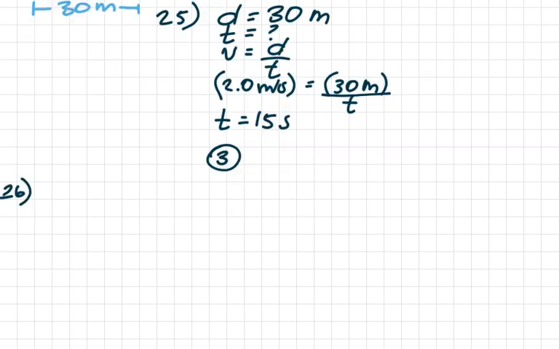26 is interesting because they give two displacements and a time, and they want to know the magnitude and direction of the person's total displacement. Guess what? The time doesn't matter. If they wanted velocity, the time would matter, but they didn't say that. They just want the displacement, so the time is a distractor.